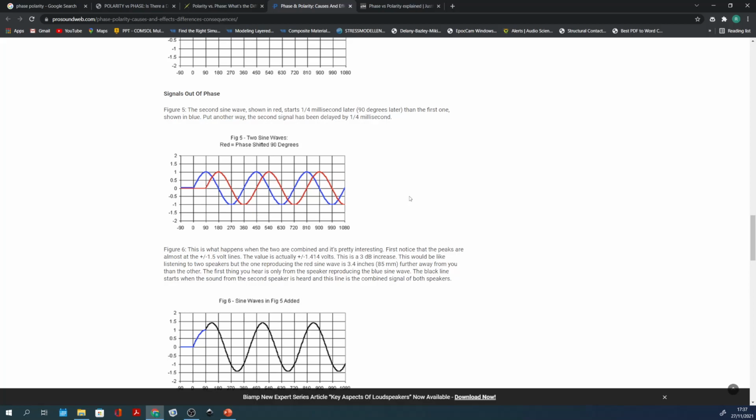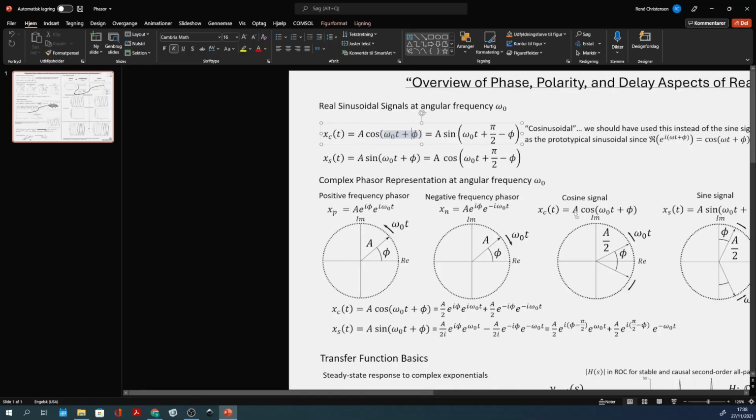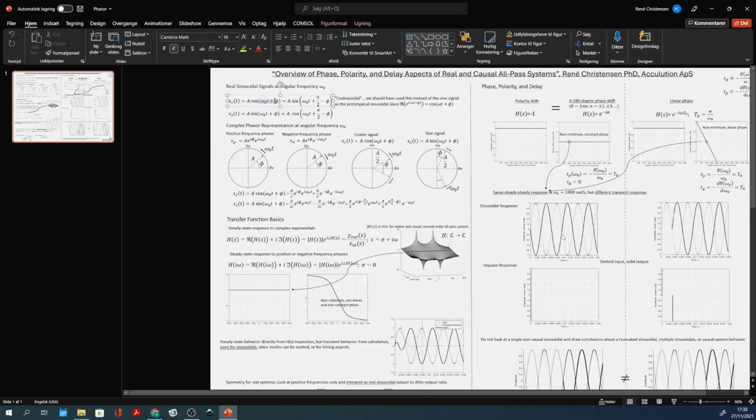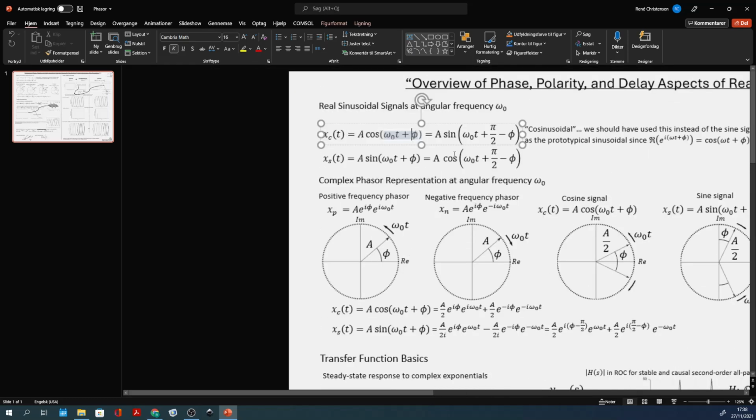And so I made a sheet that takes into account all of the things we're gonna look at in this video series once I find the time to do some more. So things like causality and non-minimum versus minimum phase and delay versus phase. These things can actually be put very condensed into a sheet like this. And that's what I've done. So let's have a look at what's going on here.